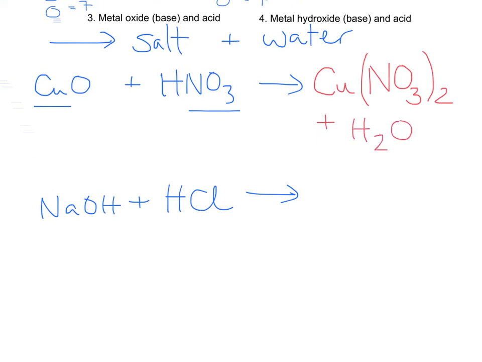Now if you look at this, we've got 2 hydrogens here, we've only got 1 here, and we've got 2 nitrates here and only 1 here. So if we put a 2 here, then that equation is balanced. Similarly with the one at the bottom, if I take sodium hydroxide and react it with hydrochloric acid, then I make sodium chloride and water. And again, we can find those in our table of ions.